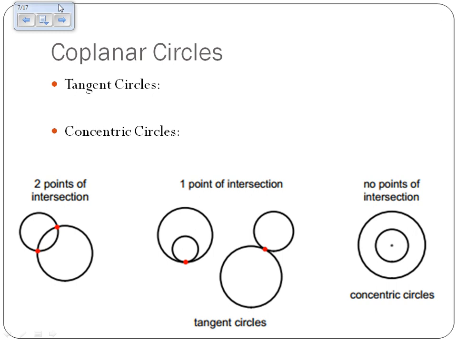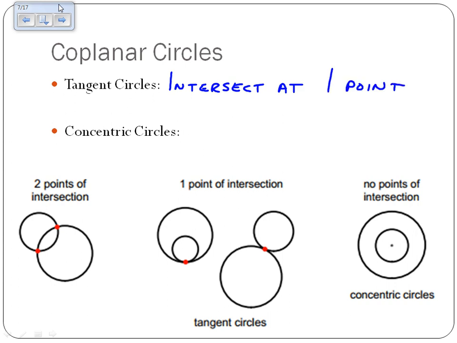All right, coplanar circles. What does co mean, or coplanar? Same plane. Co does mean with, so with the same plane, literally. We have 2 special types. We have tangent circles, and we have concentric circles, okay? Tangent circles. What does tangent mean? It hit how many points? 1. Tangent circles intersect at how many points? At 1 point.